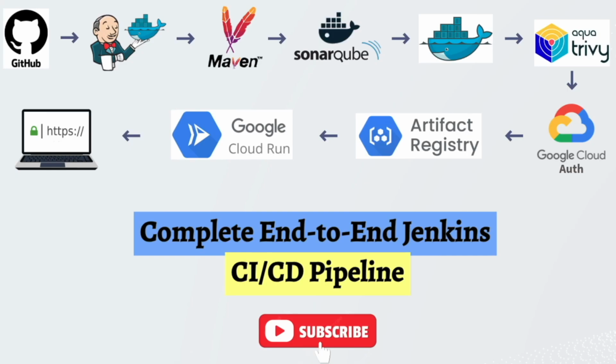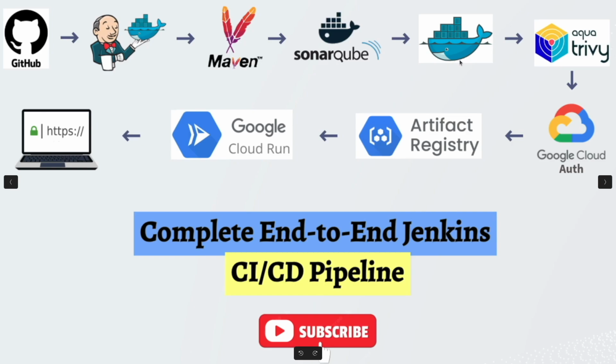Now in today's video, we are going to look at a complete end-to-end Jenkins CI/CD pipeline where we will have our code in a GitHub repository, and then we will set up our Jenkins server using a container. Then we will use Maven to build and to test our code. Next, we will use SonarQube as a static code analysis tool to scan our code for vulnerabilities and code smells. Now the SonarQube server will also be running in a container.